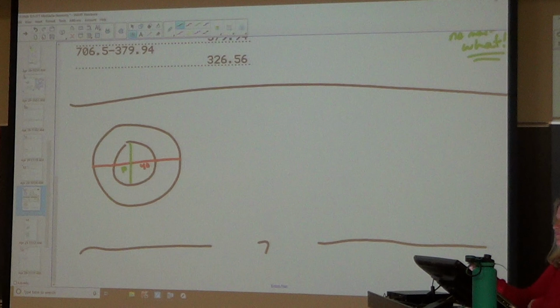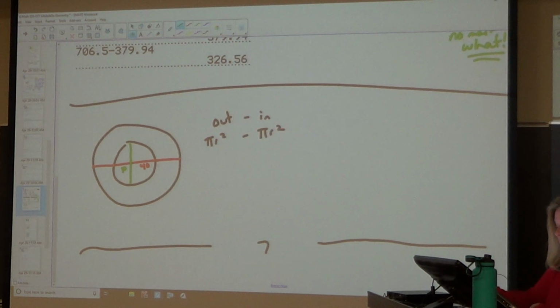So we're going to do the same process. We're going to take the outside circle minus the inside circle. So we're going to do pi r squared minus pi r squared. So it's going to be 3.14 times something squared minus 3.14 times something squared. So what is my radius of my outside circle? 4.